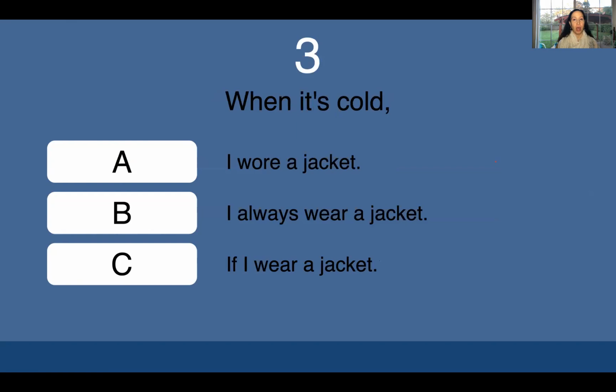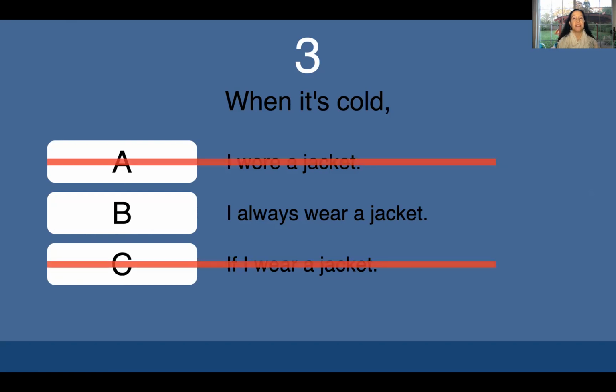When it's cold, I wore a jacket. I always wear a jacket. If I wear a jacket. Now, where is your if clause? This is the when clause. Now you need your main clause. Remember, if clause can be changed to the when clause. Which one? When it's cold, I always wear a jacket. Did you get it? Congratulations if you did.